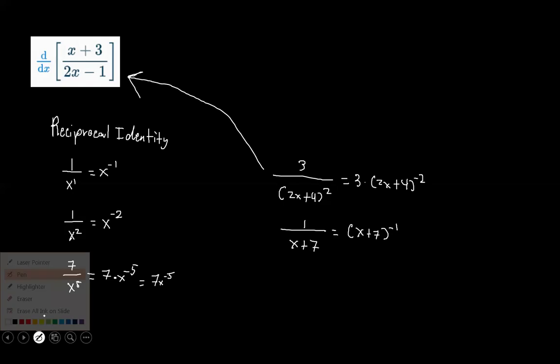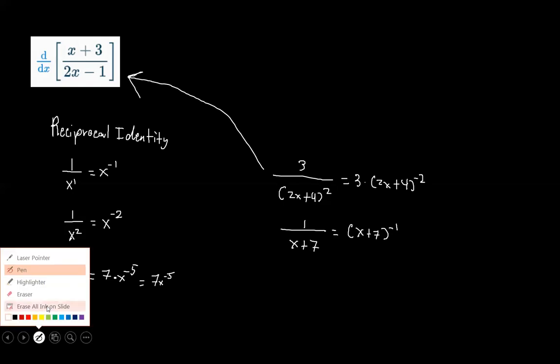So let's try. With the reciprocal identity, I can simply rewrite this as the derivative of x plus 3 times 2x minus 1 raised to negative 1. That's it. Both of them are now stuck together, so we can now use product rule. This one's going to be long, so please bear with me. All right. You can pick which one is your u, which one is your v. It's up to you.